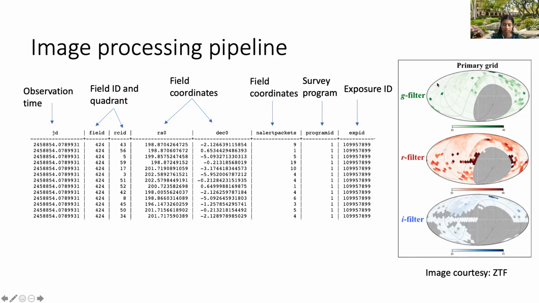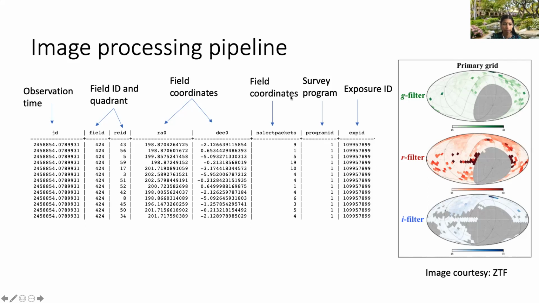Now ZTF has a fixed grid system, which means that the entire sky that is visible to ZTF is divided into a grid, basically, which has several different fields, and each field has 64 quadrants. And so this is an image of the ZTF primary grid in different filters. Here what you're seeing is, for a given field, the many different quadrants that were observed, and the positions of each of those quadrants.